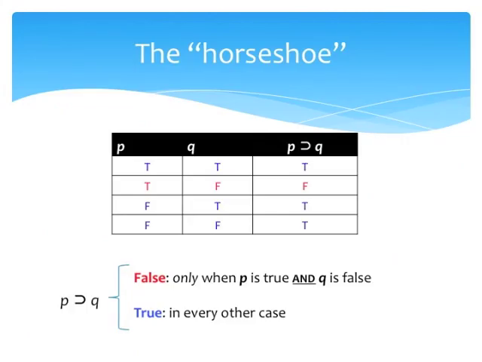So this is the final truth table for the horseshoe. A sentence of the form P horseshoe Q is only false if the antecedent is true and the consequent is false, and true in every other case. Now, the horseshoe is only an approximation to if-then sentences in English, but it's a useful one since it allows us to preserve certain patterns of reasoning, as we'll see in the next section.